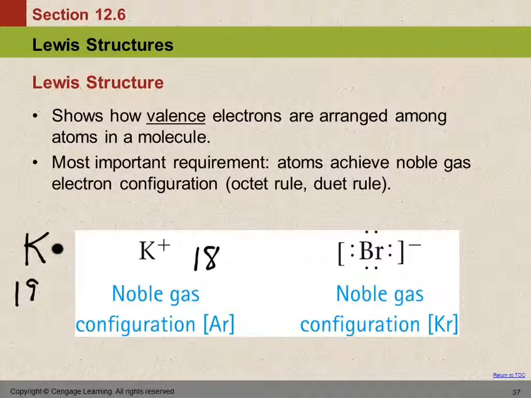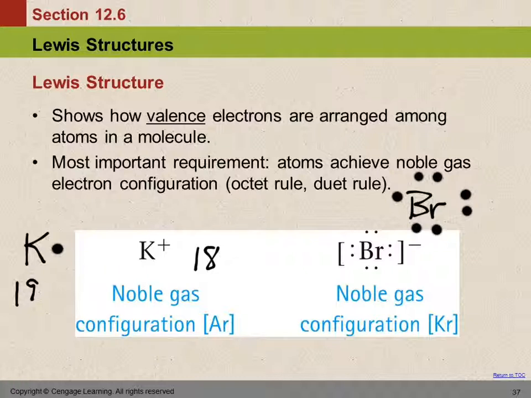So bromine, the atom, how many valence electrons does bromine have? It has 35 electrons, but what group number is it in? 7. So 7 of those are on the outside. So when we draw a Lewis structure for bromine, we're going to put 7 dots to represent those 7 valence electrons.